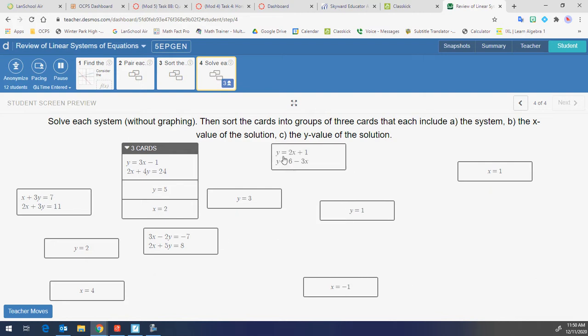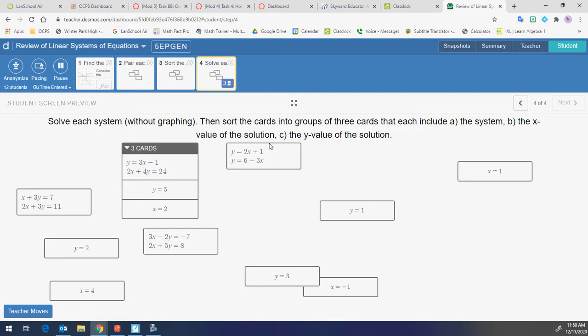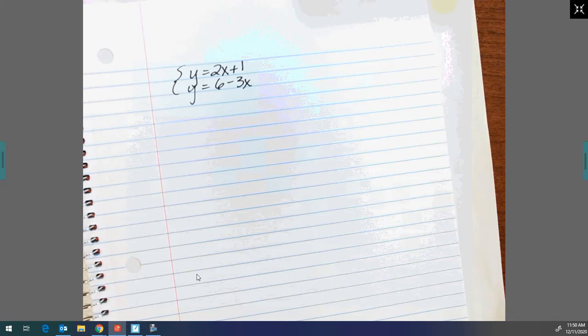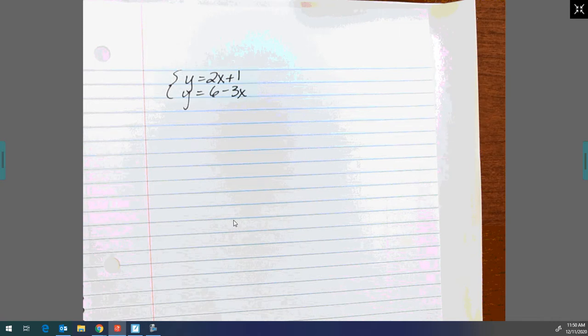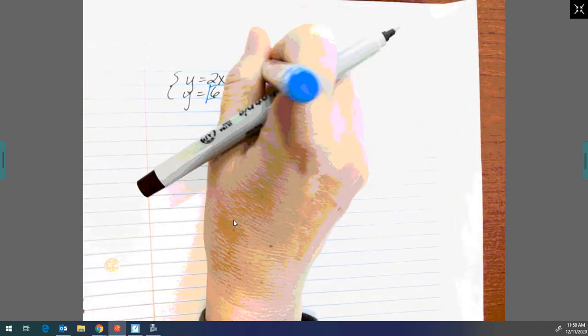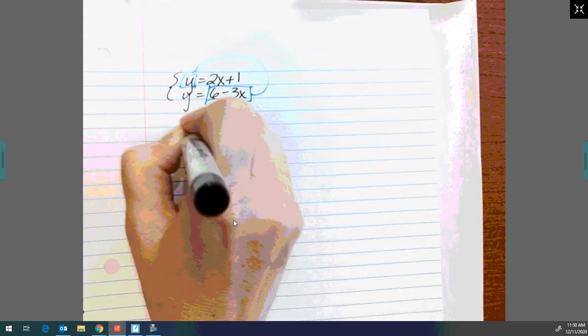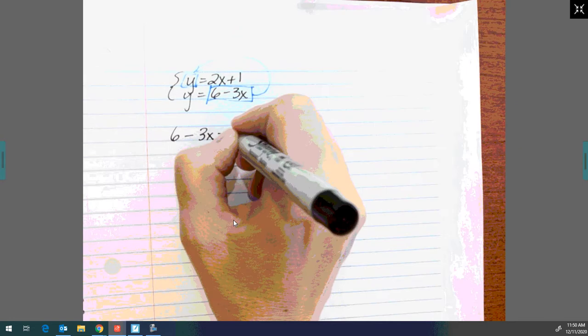Now the next one I'm going to do is this one, y equals 2x plus 1 and y equals 6 minus 3x. That one is also substitution because it's y equals. So that one is also going to be substitution. It doesn't matter which one I put where, I'm going to take the y from one of them and plug it in to the other one. So this one becomes 6 minus 3x equals 2x plus 1.